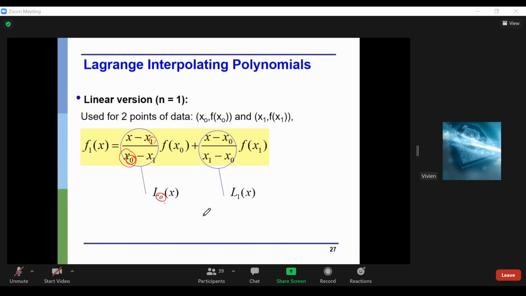And if we look here, we have L1. So that will be x minus the other value aside from x1. So that will be (x minus x0) over (x1 minus x0), the same at the top, which is x0. This is times f(x1).